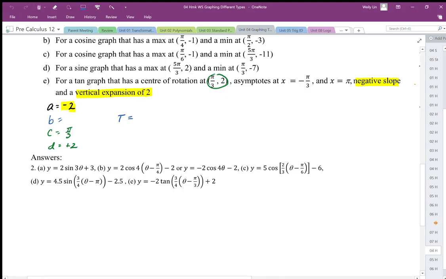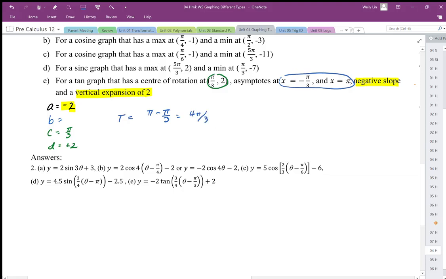For the b value, we first need to work out the period, and the asymptotes are going to give us our period. Normally the asymptotes are spaced pi apart, but in this case the period becomes pi minus negative pi over 3, and that ends up being 4 pi over 3.